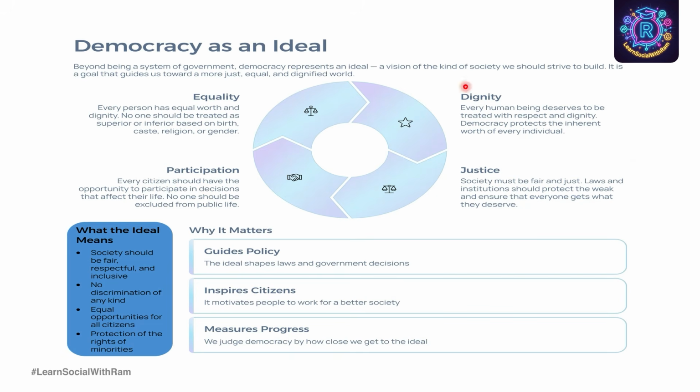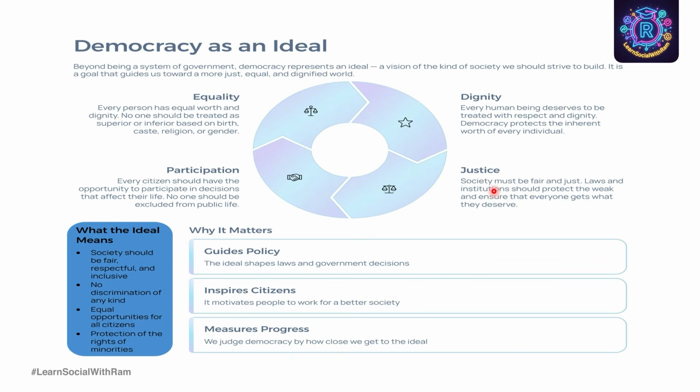Now let us try to understand the 4 core democratic values in depth, starting with equality. Every person is equal. No discrimination can be done on the basis of birth, caste, religion, or gender. Everyone deserves equal respect. Now, the next core value is dignity. Every human being deserves dignity. Nobody should be insulted or treated unfairly.